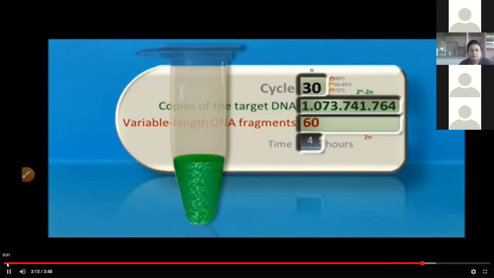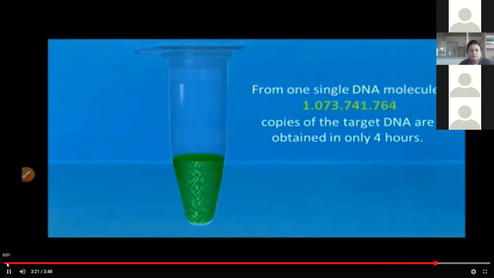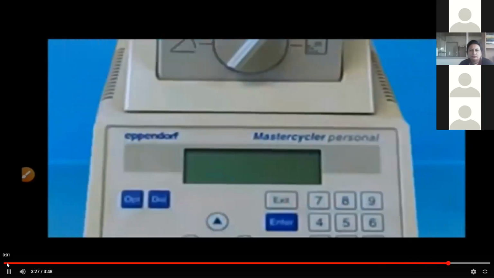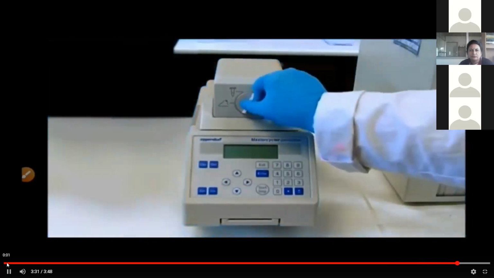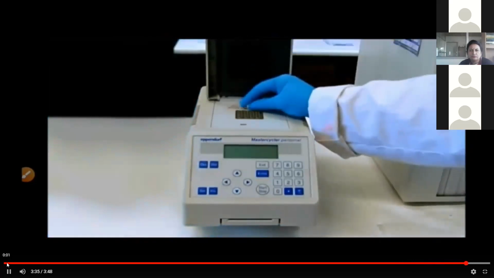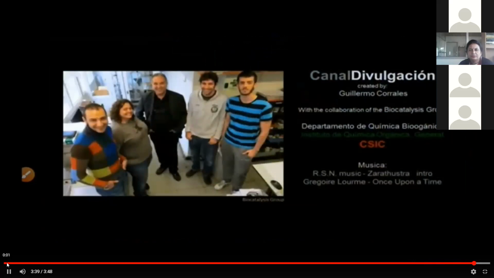Within say 3 to 4 hours, multiple copies of DNA can be synthesized. From one single DNA molecule, so many copies of DNA can be synthesized in a very short period of time. This is a machine called a thermocycler machine or PCR. Now we can open the tube and check whether it has been completely amplified or not.